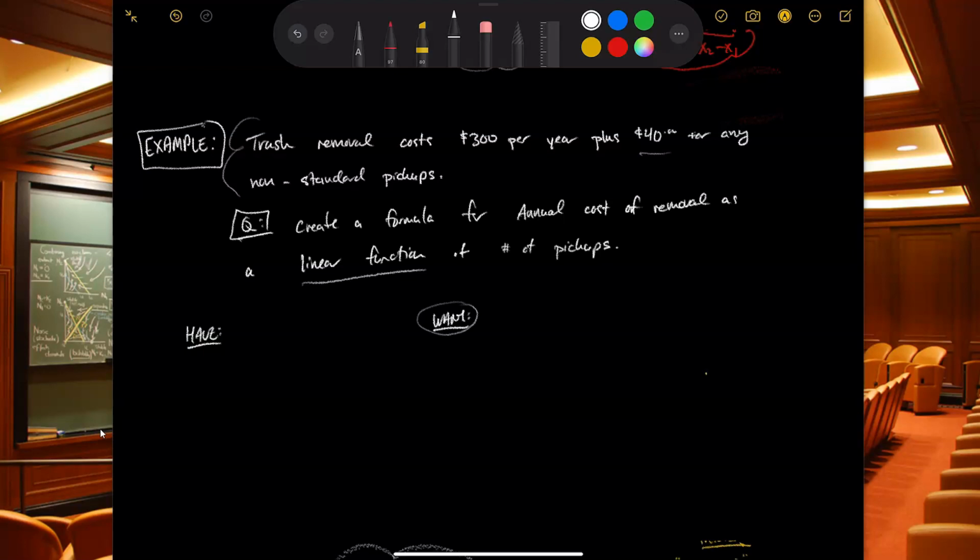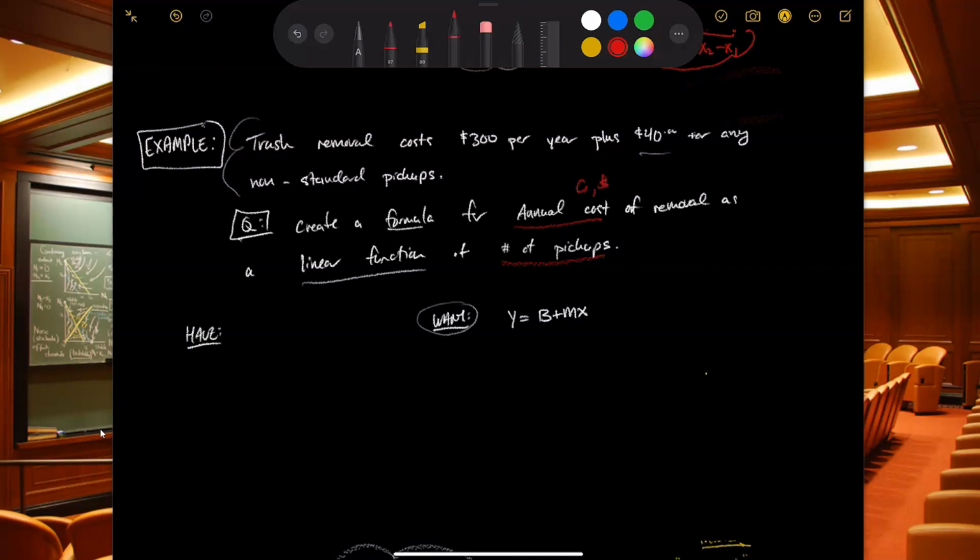Well, the solution to this problem is a linear function, creating a formula for a linear function, which is going to be of the form y equals b plus mx. Right? That would be a fine way to go about it. And we can be a little bit more specific and say, this isn't just y and x that are related. It's cost as a function of the number of pickups. So we could say this is cost C in dollars.